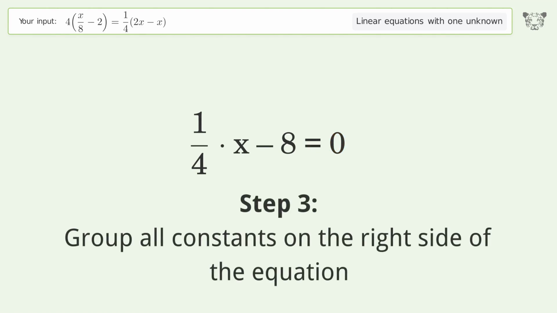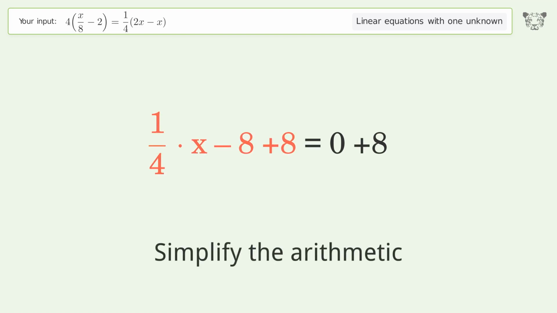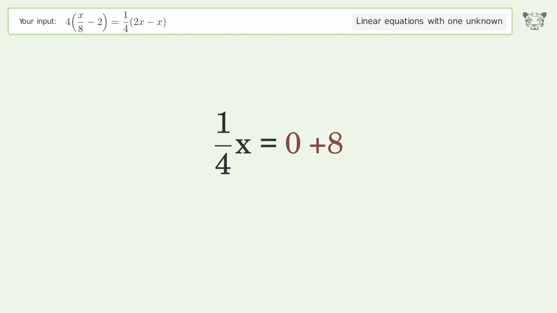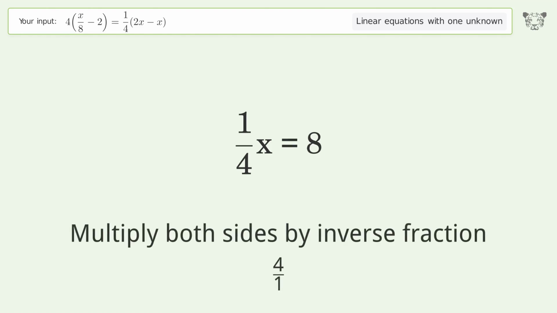Group all constants on the right side of the equation. Add 8 to both sides. Simplify the arithmetic. Isolate the x. Multiply both sides by inverse fraction 4 over 1.